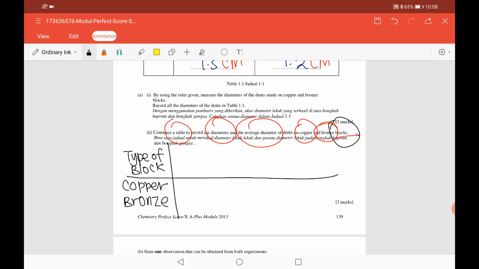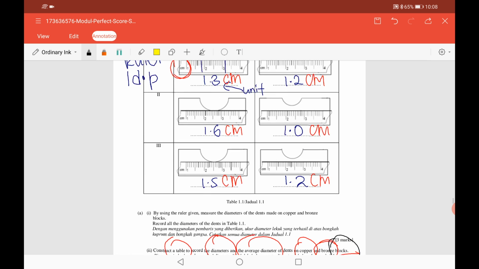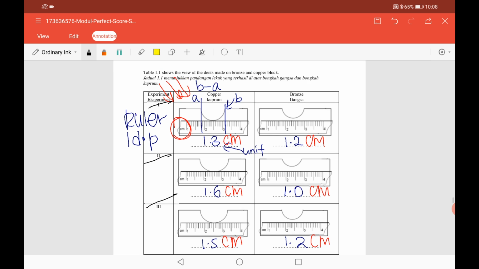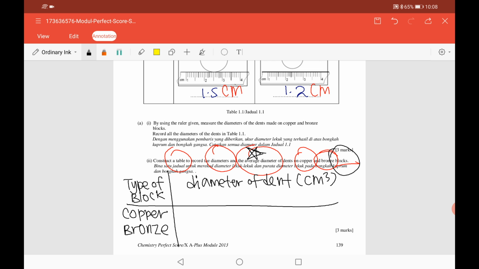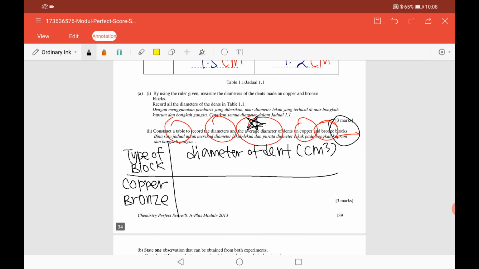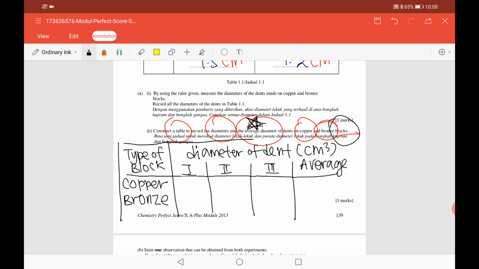Next one, what we want to measure? We want to measure the diameter of the dent. For diameter, what is the unit? Centimeter. So how many measurements are we doing, guys? We are doing 1, 2, and 3. We are doing three measurements, and they also ask us to find the average. So we need to do 4 things: first measurement, second measurement, third measurement, and last one is average.